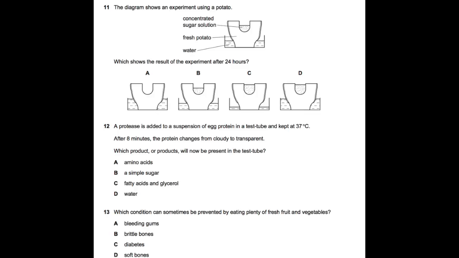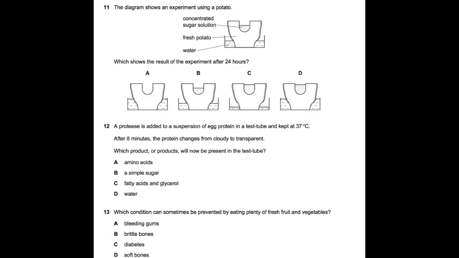Now, question 11. The diagram shows an experiment using a potato, which shows the result of the experiment after 24 hours. So first, look at the diagram. That's a concentrated sugar solution. The plant itself is a fresh potato, and there's water in the beaker. Every plant needs to absorb water to live. So, after 24 hours, the level of the water will decrease. And looking at all the answers, C seems to have the most logical answer.